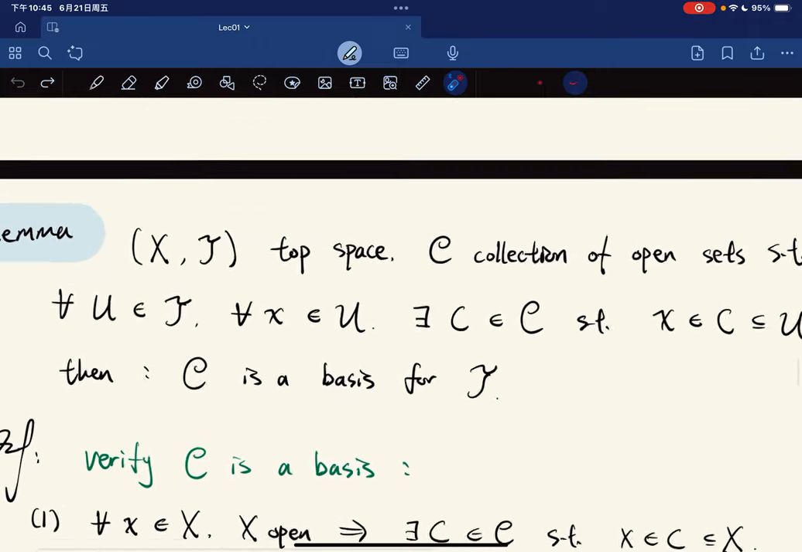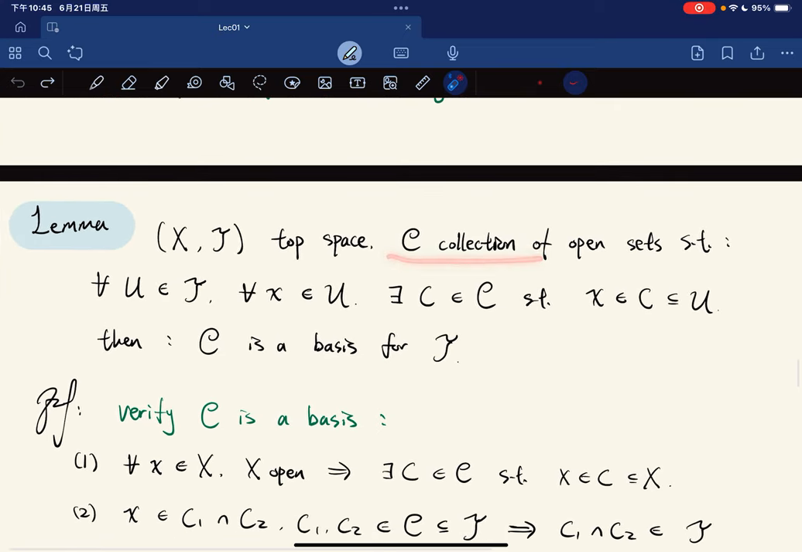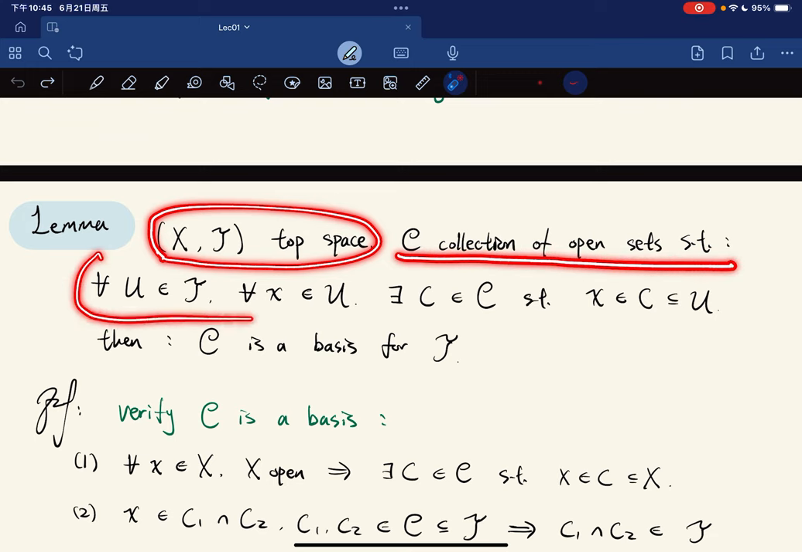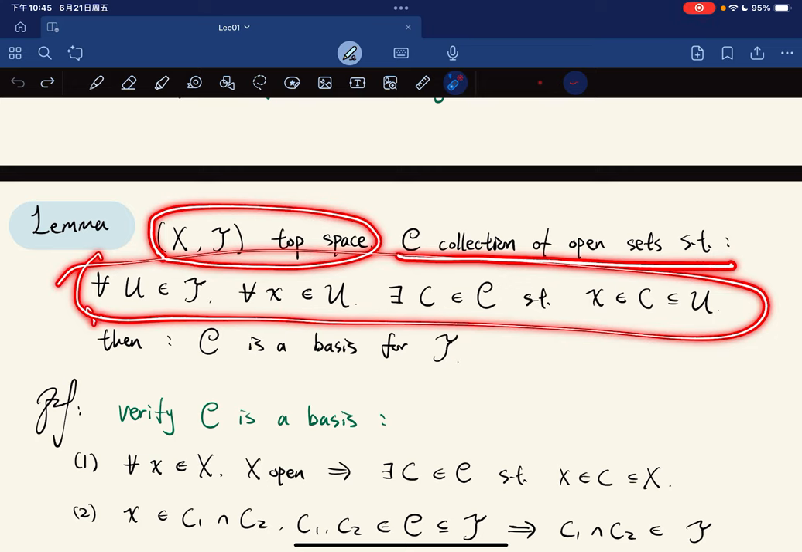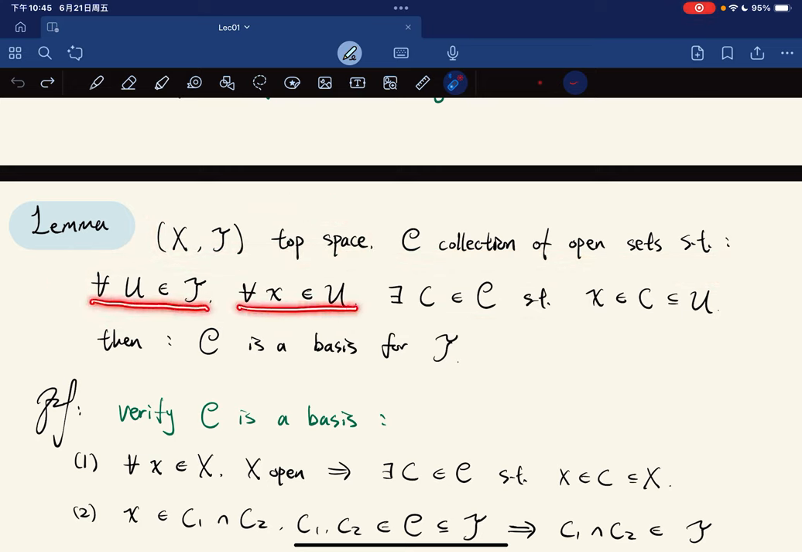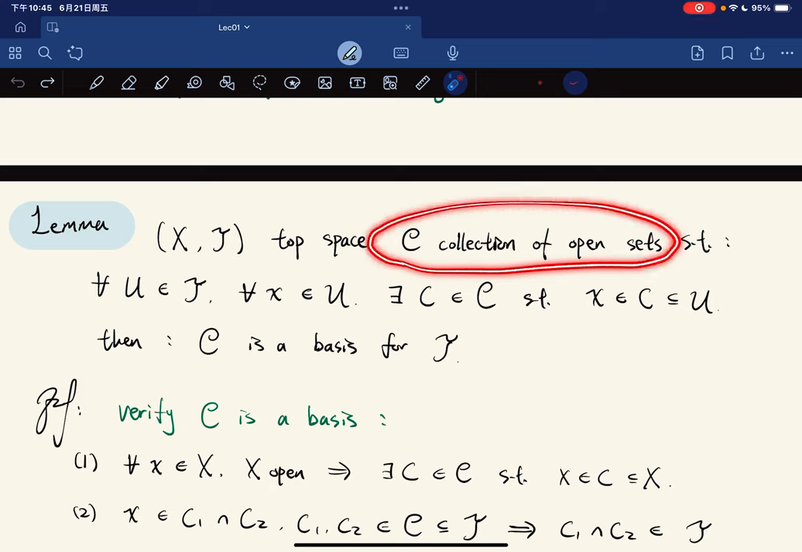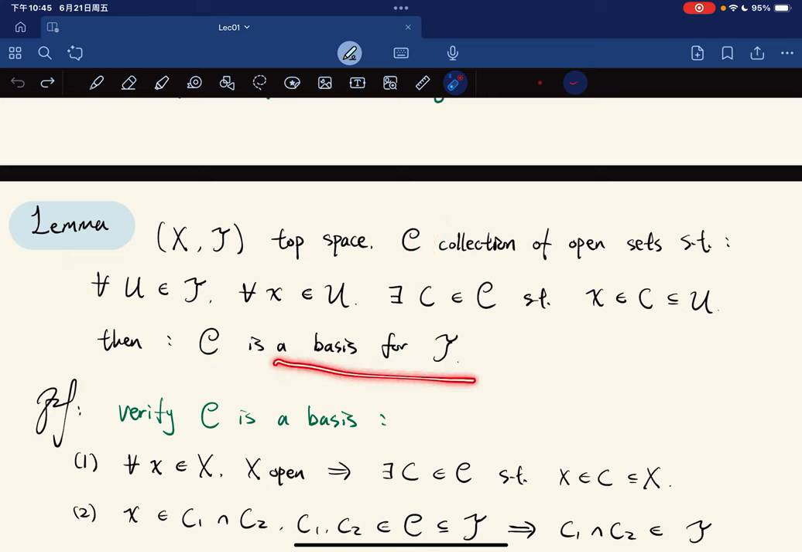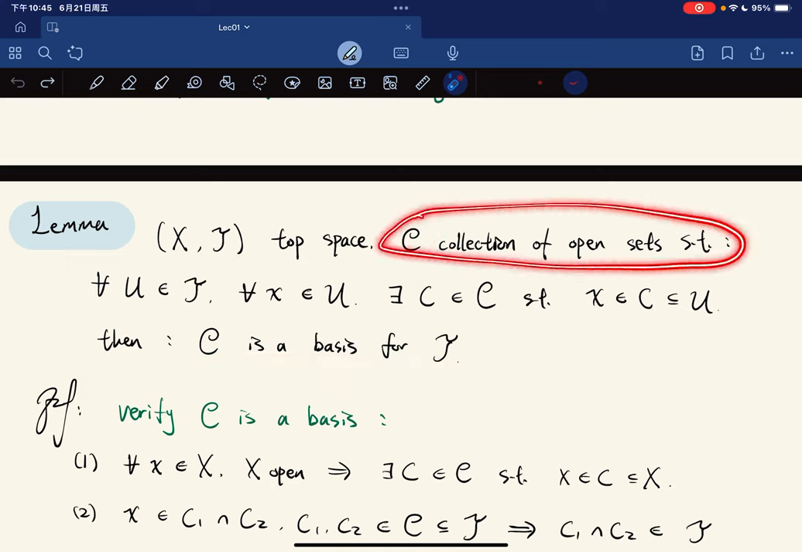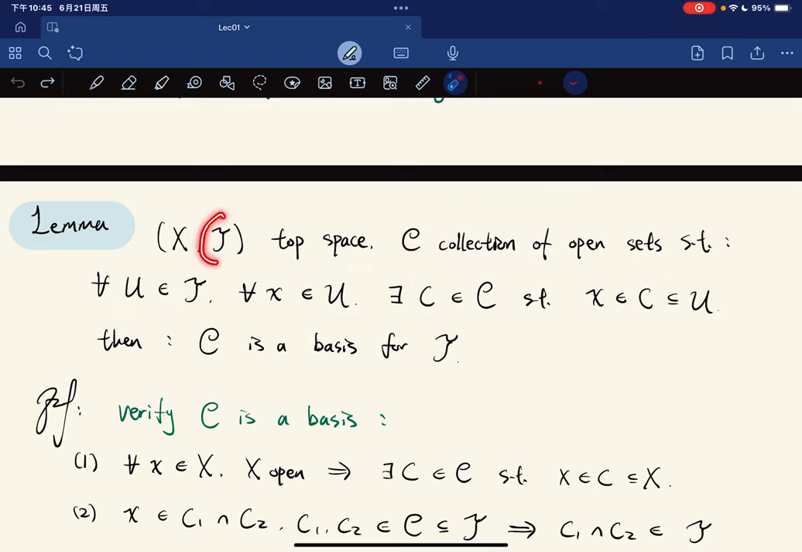All right, so now we want to check when a collection is a basis. We are given a topological space, and a collection of open sets satisfying this condition: for any open set U and any X in U, there exists C in the collection such that X is in C and C is contained in U. If this collection of open sets satisfies this condition, then this collection is a basis for T. So basically the topology given is exactly the same as the topology generated by the basis.